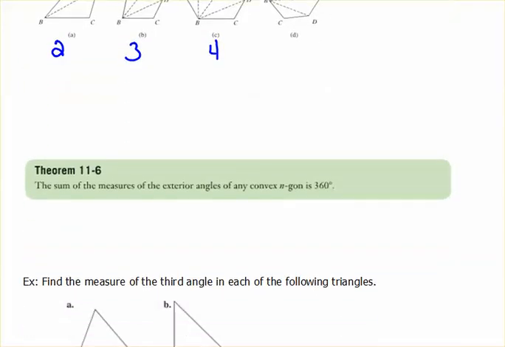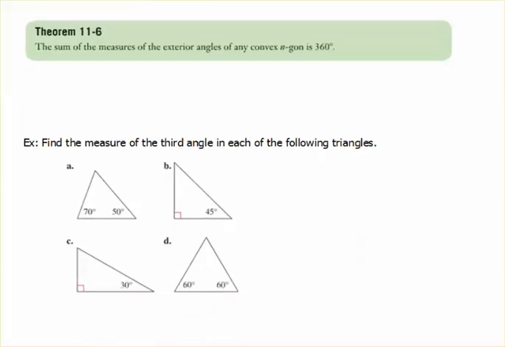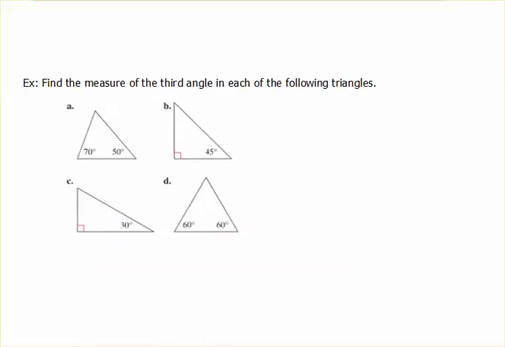There's also a theorem that says the sum of the measures of the exterior angles of any convex n-gon is 360 degrees. So that might help us out from time to time also. Let's work some problems and see how this is all going to work out for us.